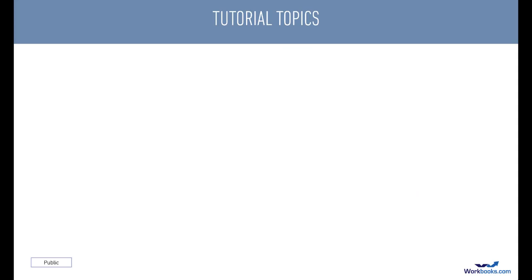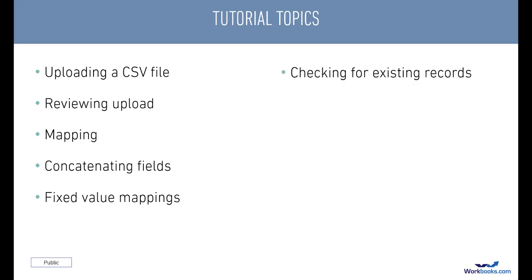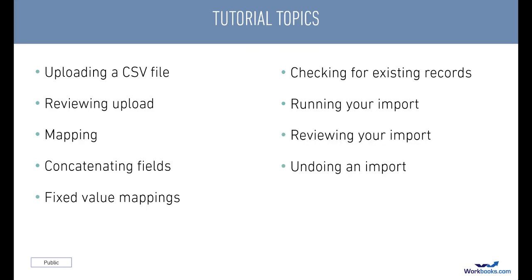Workbooks provides an import wizard to help you get data into your system, and in this session we'll look at the stages involved, including uploading your CSV file, reviewing the upload to make sure it's been successful before proceeding, mapping the columns from your source data into the right Workbooks fields, how to join together or concatenate values from different columns in your source data into one field in Workbooks, how to use fixed value mappings when you don't have the information in your source file, how to check for existing records to avoid creating duplicates, running your import, then reviewing it, and finally how to undo an import if you decide you want to back out the data.